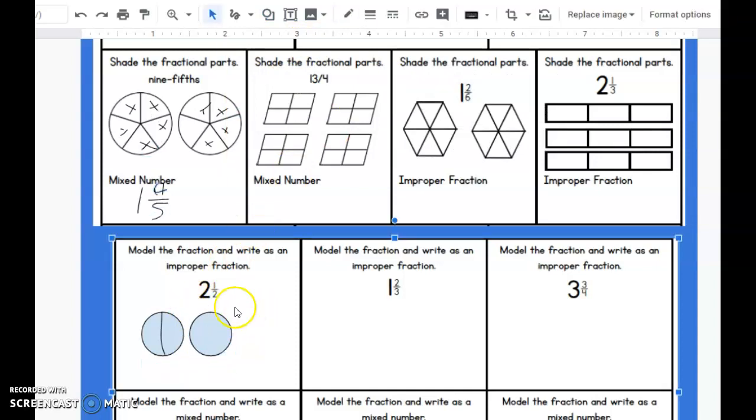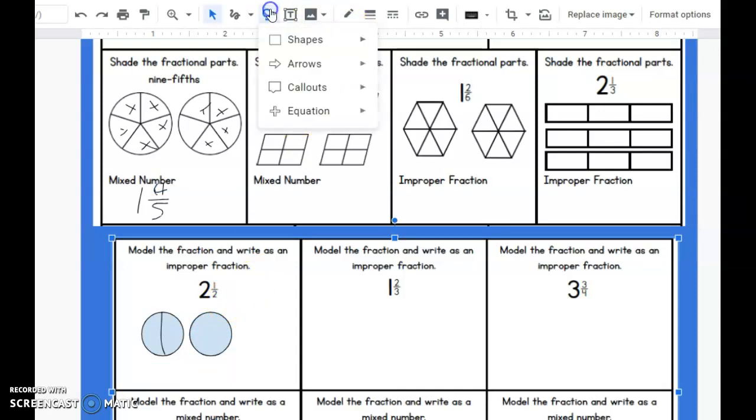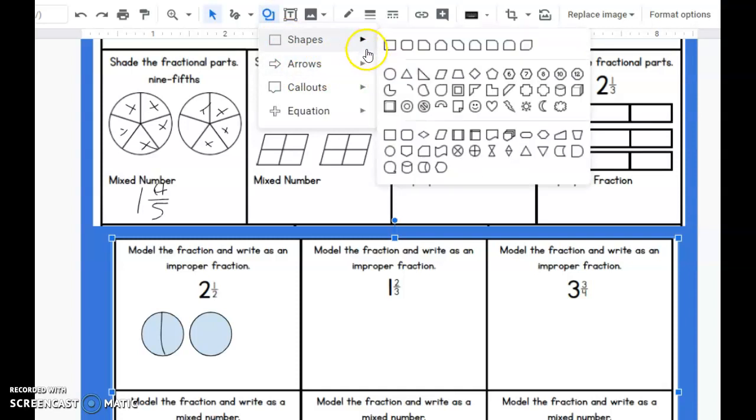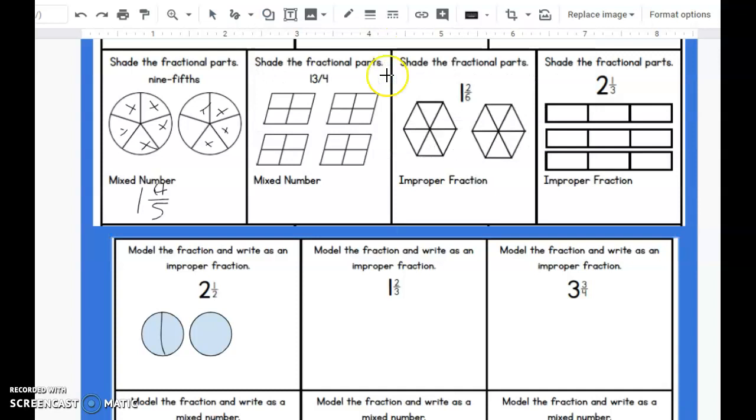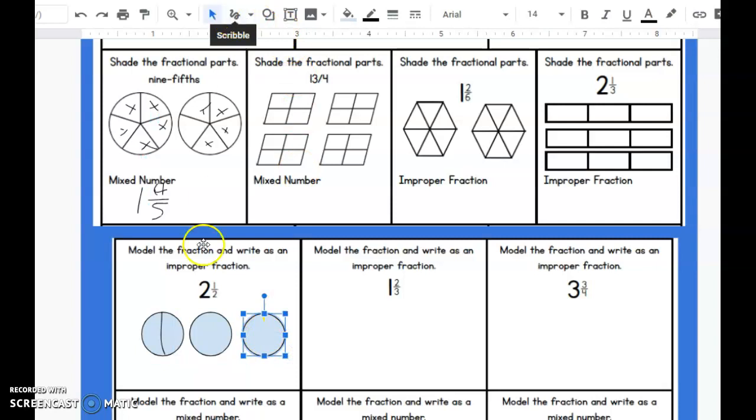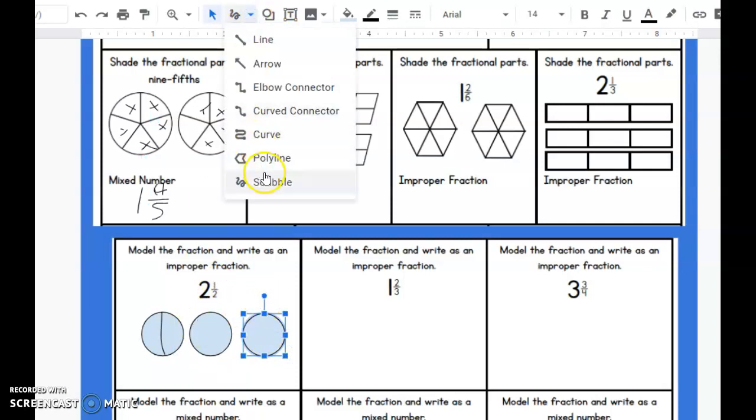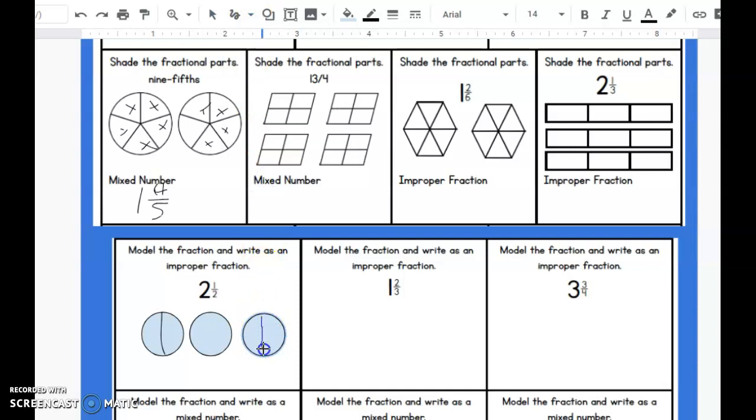Okay. Then I need another half of one. So I have to draw another whole circle. And I'm going to cut it in half because my denominator is 2. And I'm going to cut them all in half actually. I'm going to color in both of these, all of these, and then 1/2 of the next one. So I have 2 wholes and 1/2 of the next one.